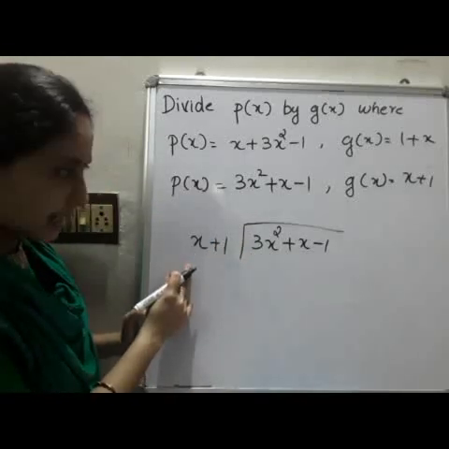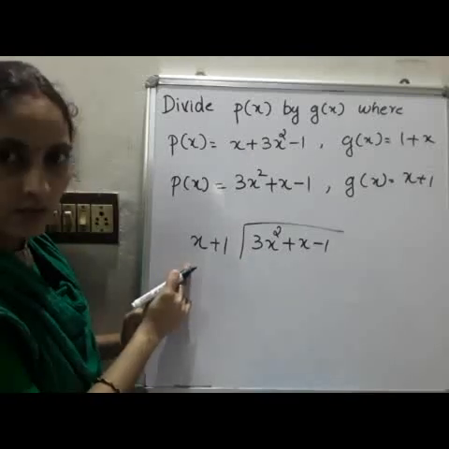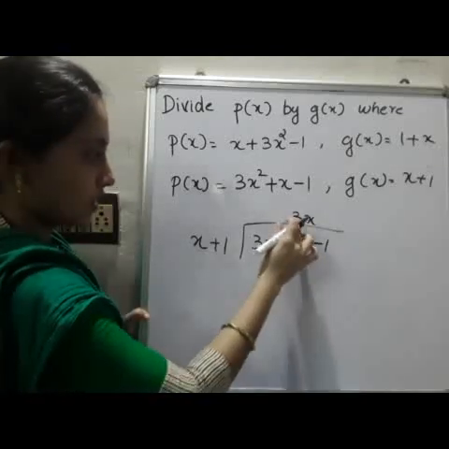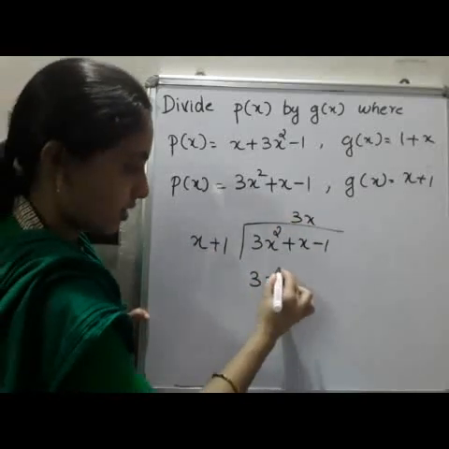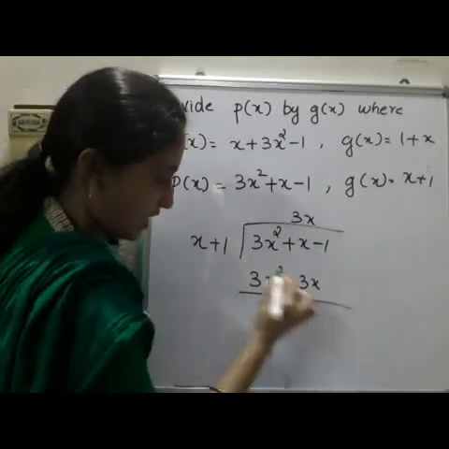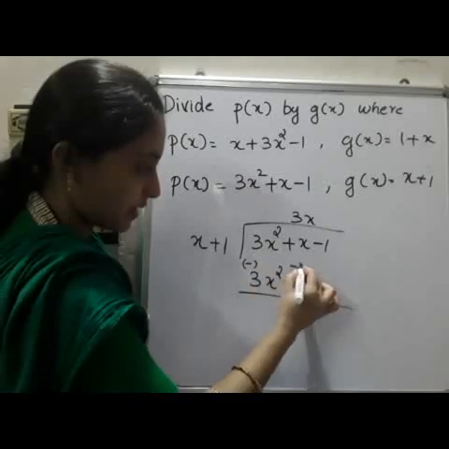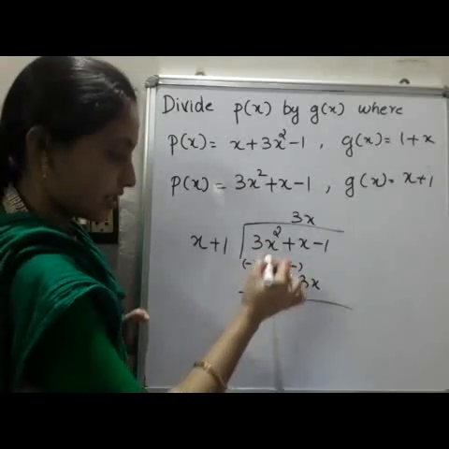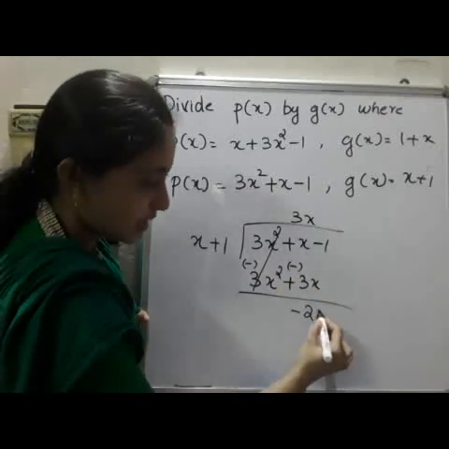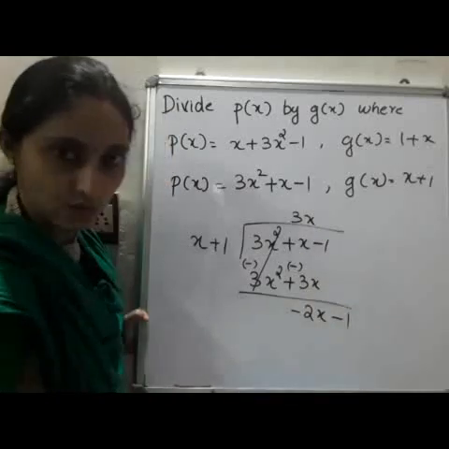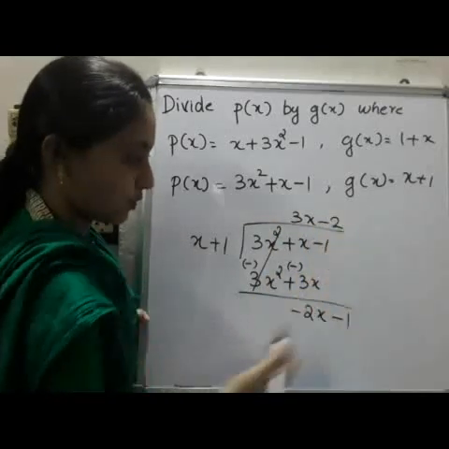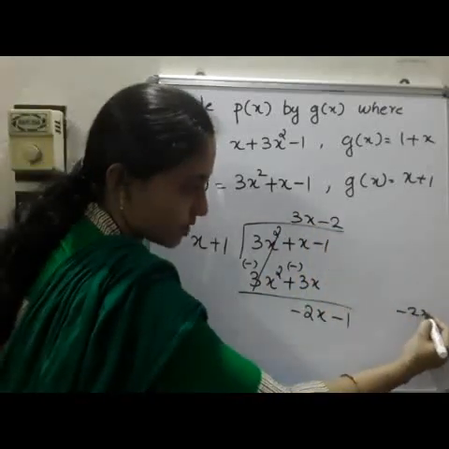Now you can directly say, what is 3x² by x? 1x cancel, remaining is 3x. That is 3x. So 3x into x is what? 3x². Then 3x into 1 is what? Plus 3x. Then subtraction. So here sign becomes minus, here also sign becomes minus. So 3x² minus 3x² is 0. Then x minus 3x, that is minus 2x. Then here minus 1. Okay, so minus 2x by x is what? Minus 2.